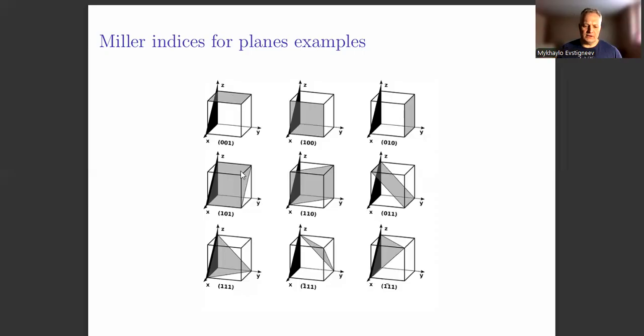Here, this shaded plane intersects the x-axis and the z-axis at 1 lattice constant and is parallel to the y-axis. So the intersection points are 1 for x, infinity for y, and 1 for z. Invert these numbers, you get 1, 0, 1. And similar for these ones. And finally, this example has a portion of the plane that intersects the x, y, and z axes at 1 lattice constant. So 1 over 1 is 1, and the Miller indices are 1, 1, 1.